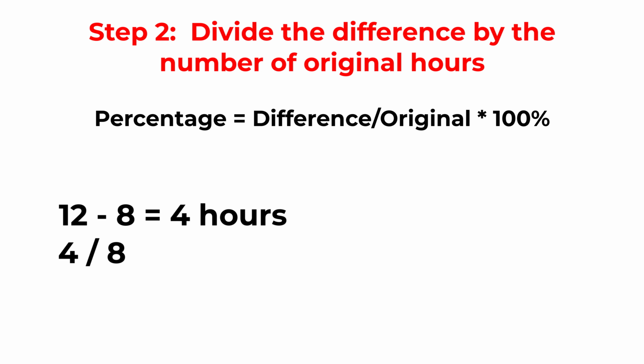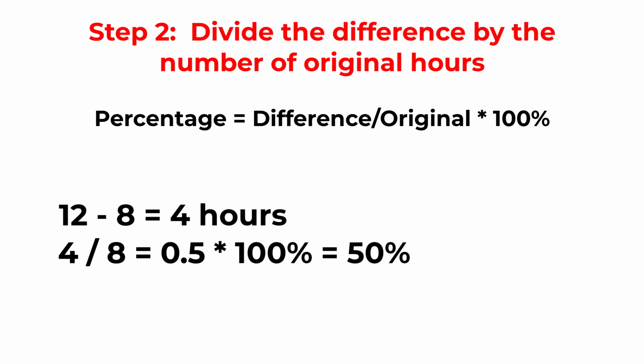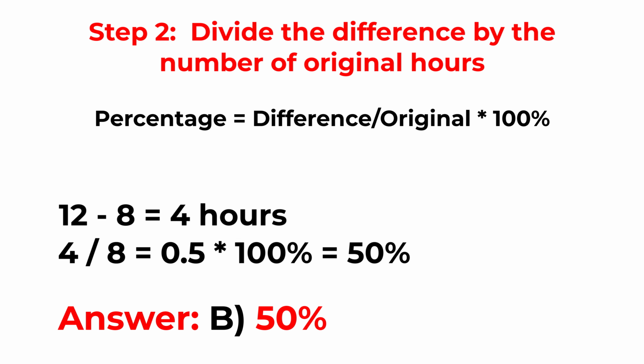4 divided by 8 is 0.5, and then we need to multiply 0.5 by 100%. So the correct answer here is choice B, 50% increase. Hopefully you've nailed this question and now know how to answer similar problems on the test.